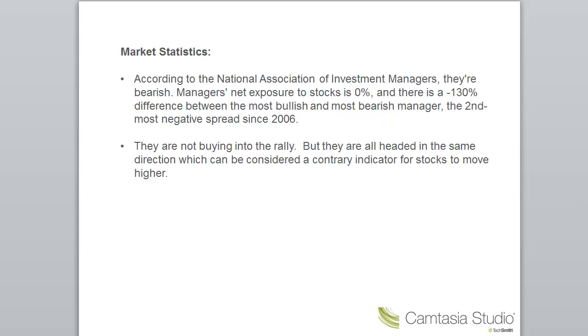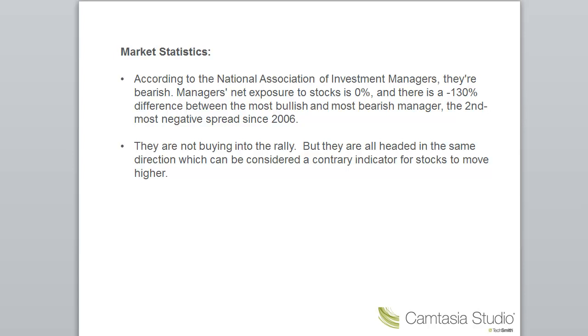I'll also review market statistics and look at various statistics that have occurred in this time frame to give you an idea of what possibly could happen. And just based on where we are today, according to the National Association of Investment Managers, they're very bearish. These managers' net exposure to stocks right now is zero. So if they're long something, they're short something against it. And there is a minus 130% difference between the most bullish and most bearish. So this is the second most negative spread since 2006.